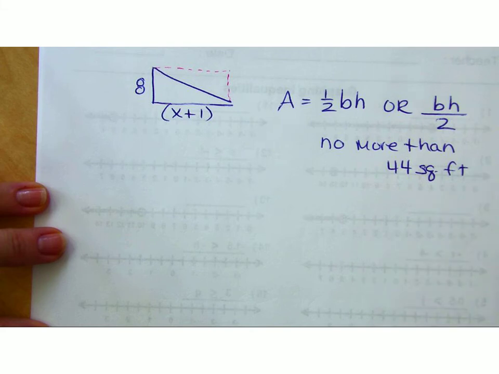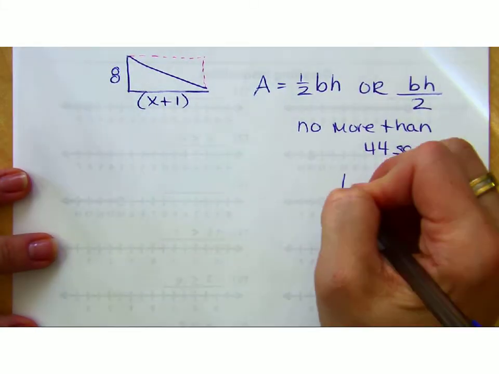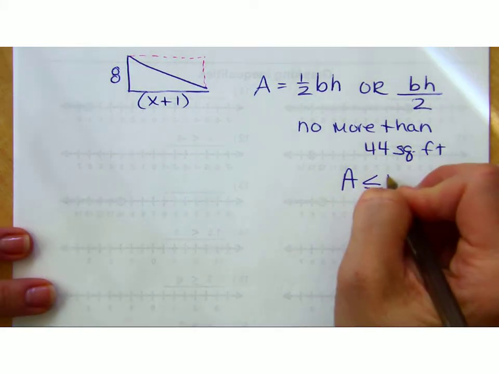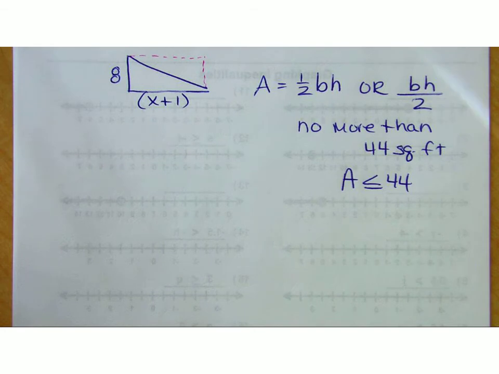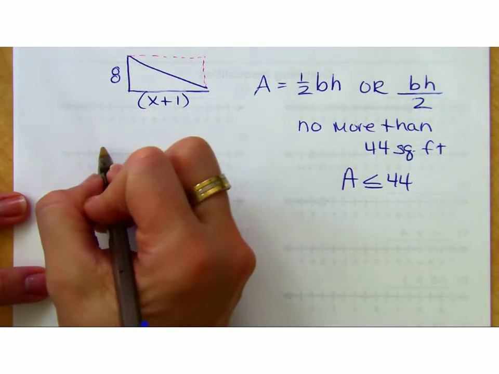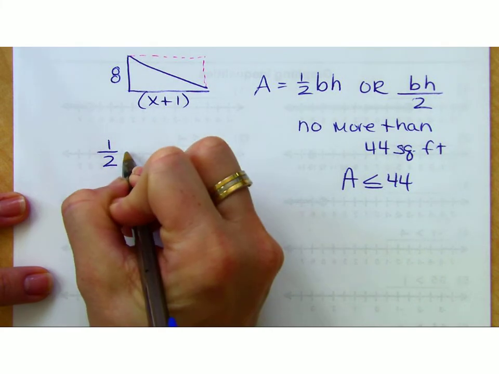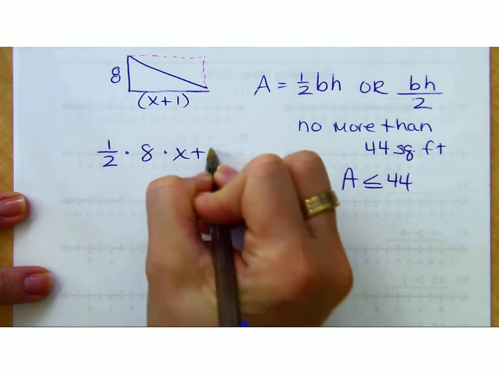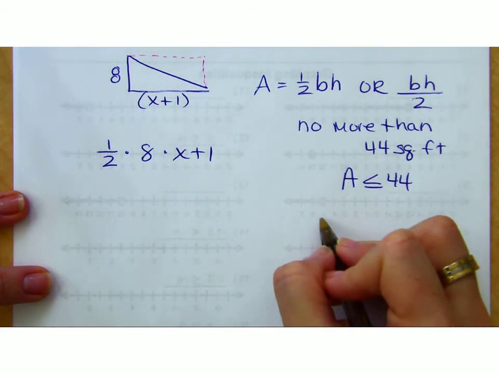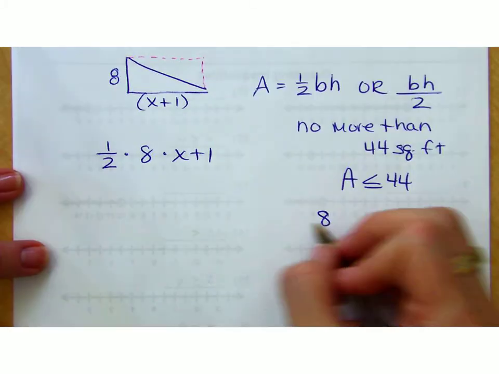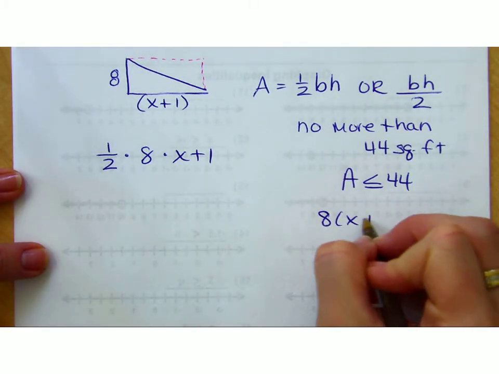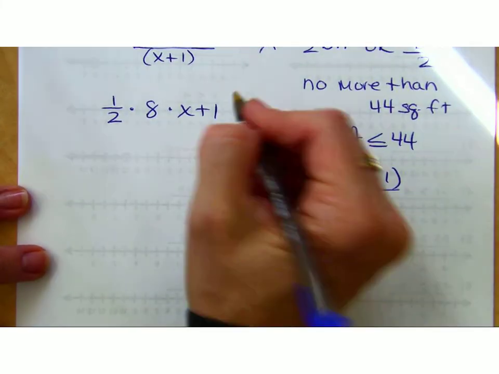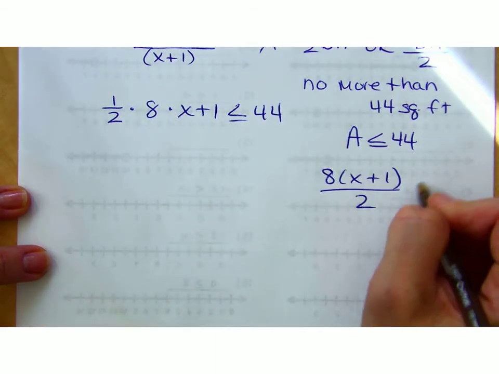So what's another way to write my area? If it can't be more than 44 square feet, it can be 44 square feet, just can't be more than it. Okay? So now be careful when you set this one up, because you're taking half of the base times the height, or you're taking the base, actually, well, it doesn't matter. The base, which is technically x plus 1, times the height and dividing it by 2. I'm going to show you that you can get the same answer both ways. And that needs to be less than or equal to my desired area.